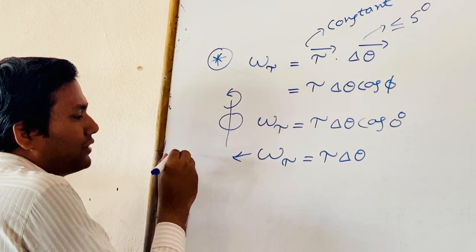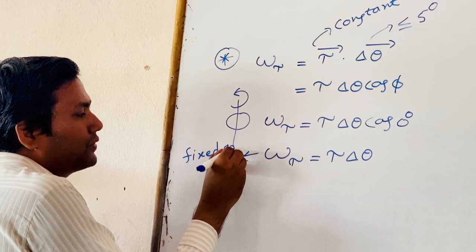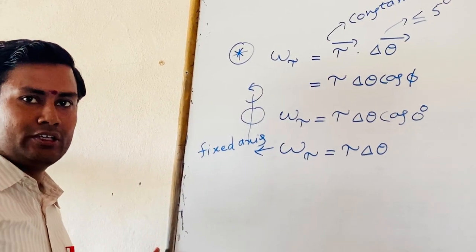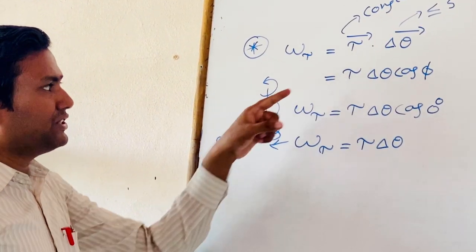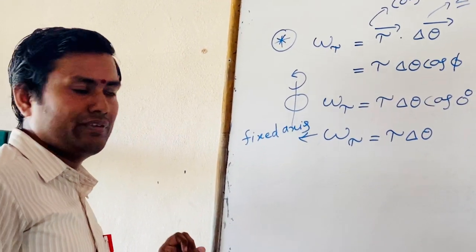So this expression we can use for what type of motion? That is motion about a fixed axis, rotational motion about a fixed axis. So this is for general motion, and this is for rotational motion about a fixed axis.